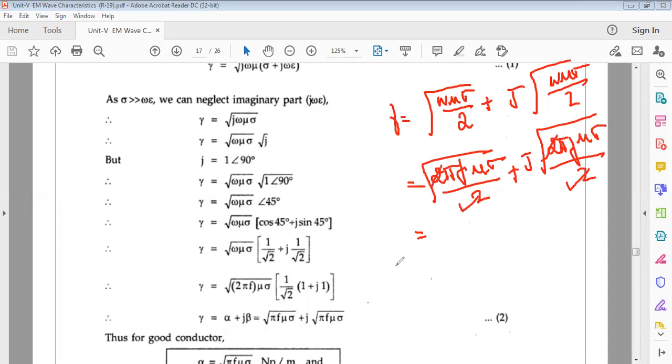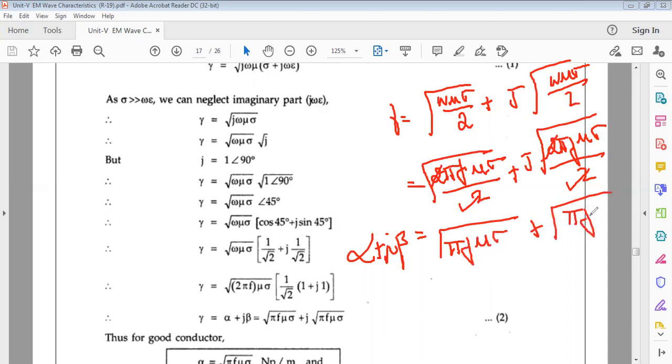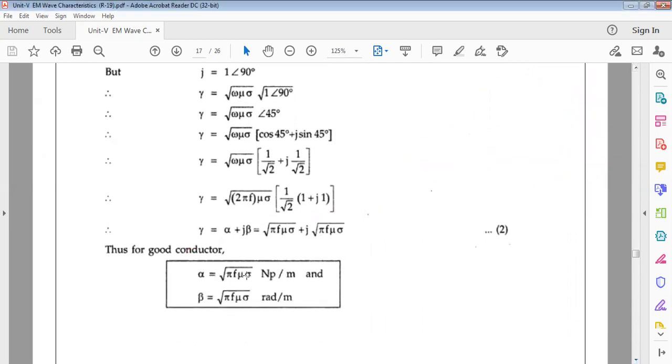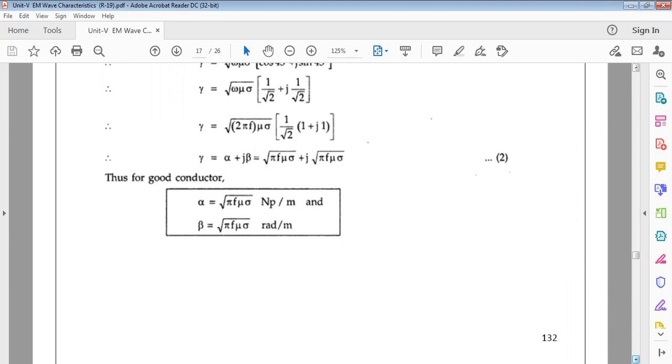What is alpha now? Alpha plus j beta is equal to under root of pi f mu sigma plus j under root of pi f mu sigma. So both alpha and beta are the same here: under root of pi f mu sigma. Therefore, for a good conductor, alpha is equal to under root of pi f mu sigma Napier per meter. Beta is also the same, under root of pi f mu sigma radians per meter.